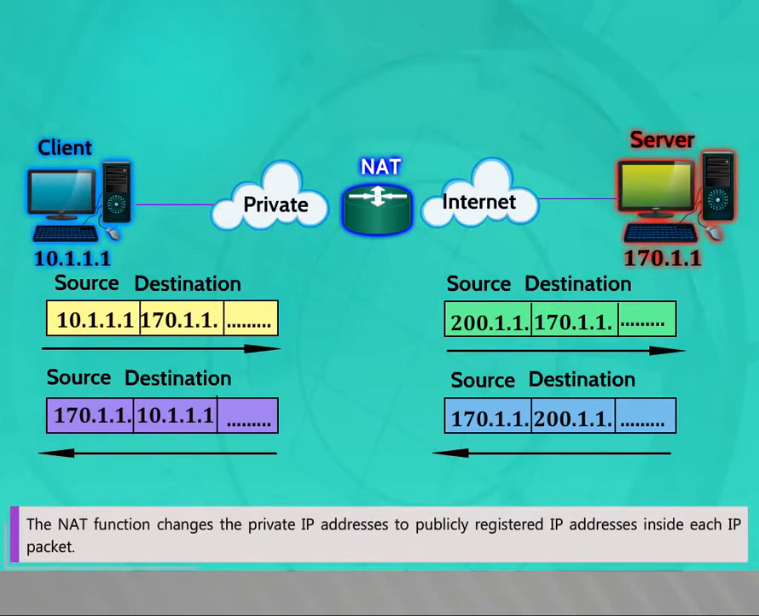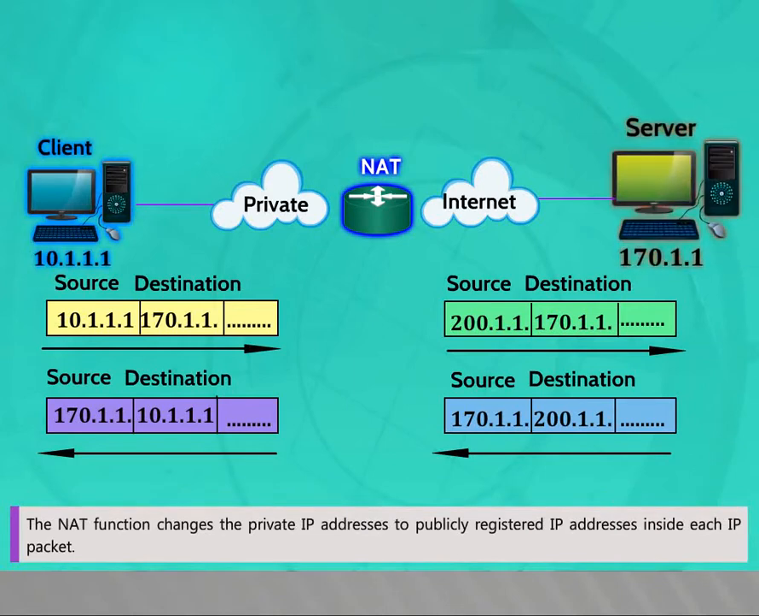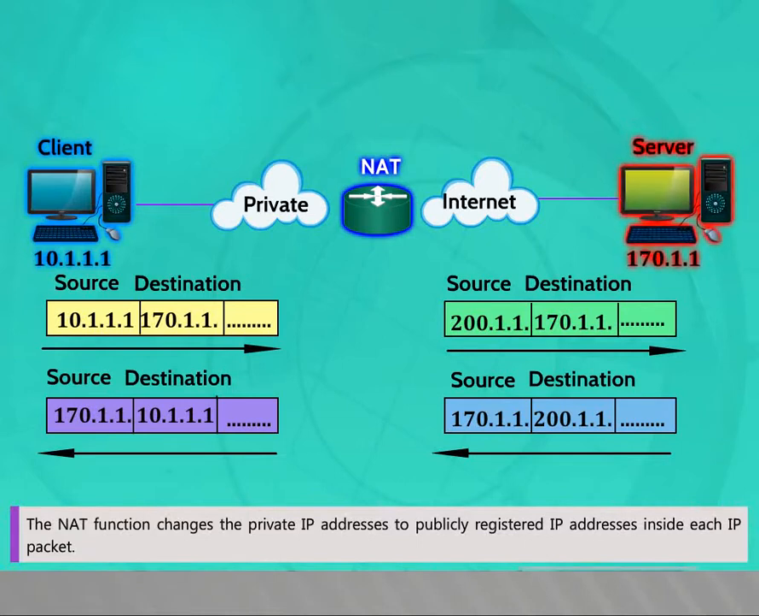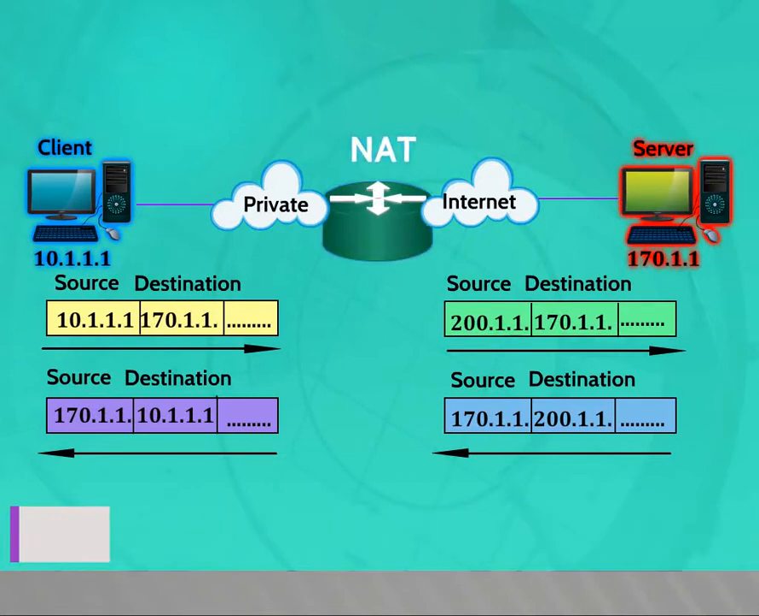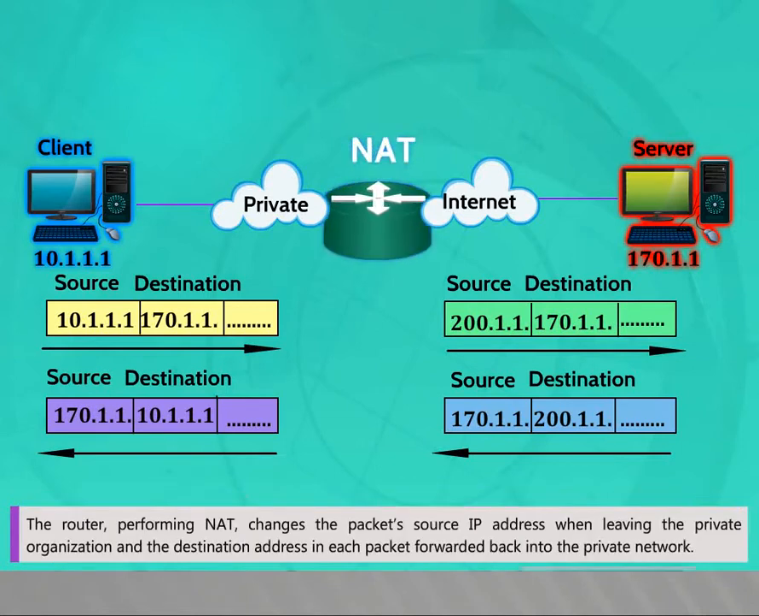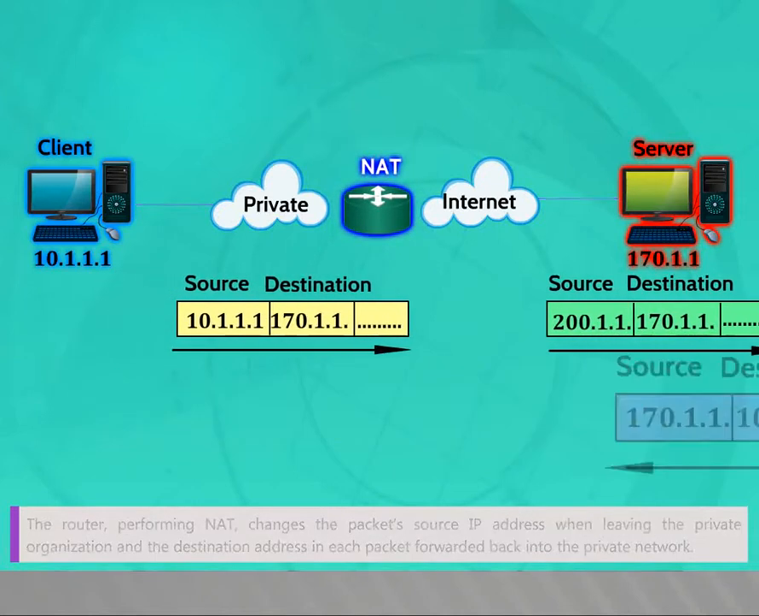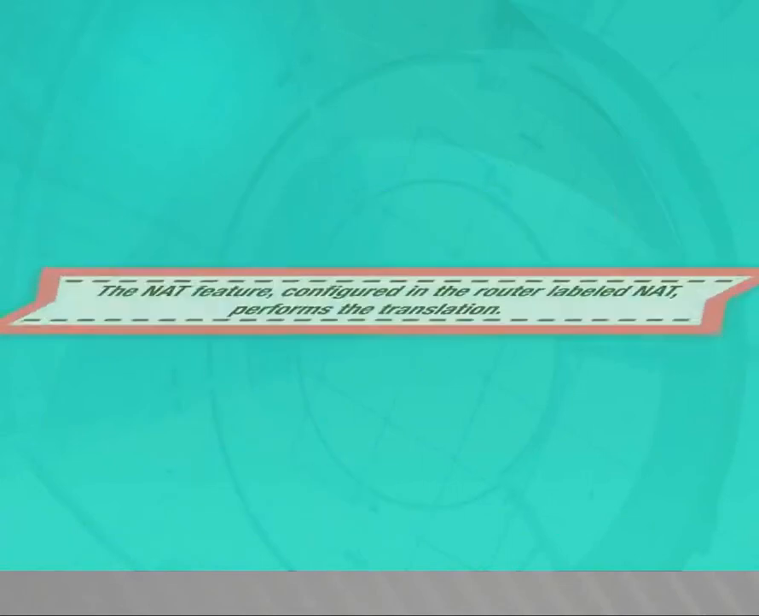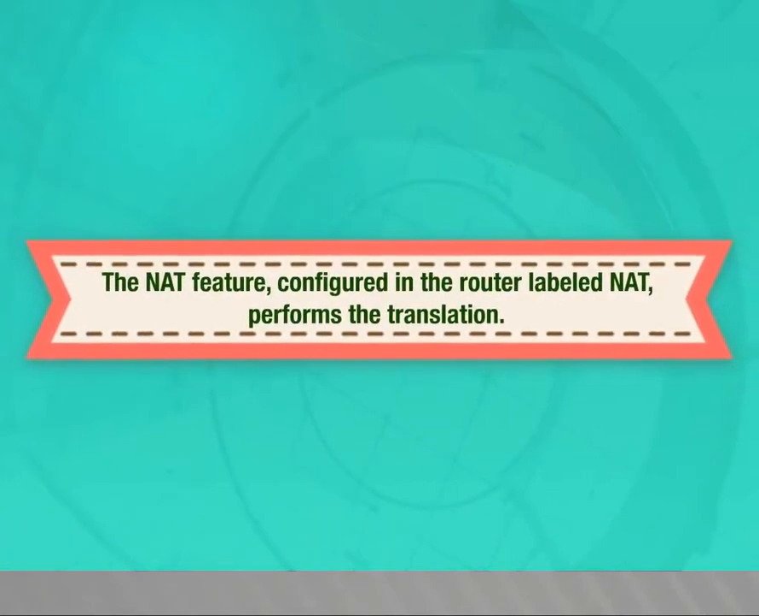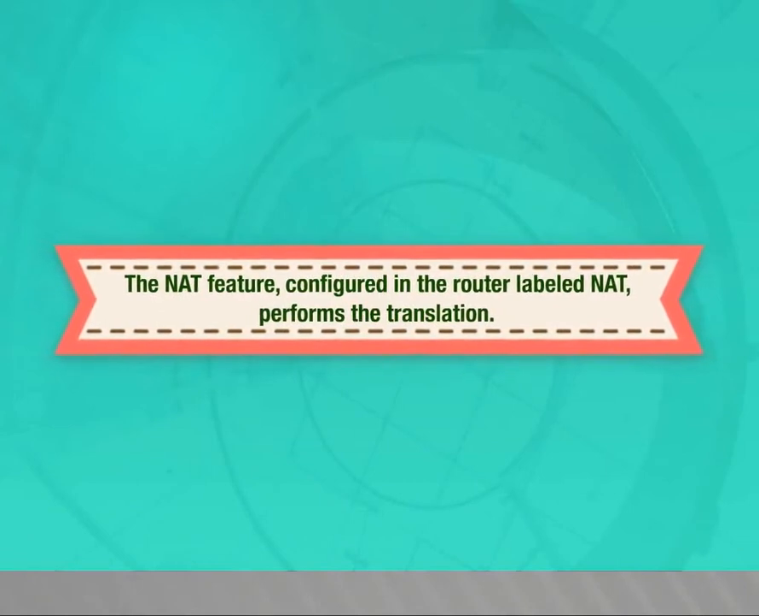The NAT function changes the private IP addresses to publicly registered IP addresses inside each IP packet. The router performing NAT changes the packet source IP address when leaving the private organization and the destination address in each packet forwarded back into the private network. Network 200. The NAT feature configured in the router labeled NAT performs the translation.